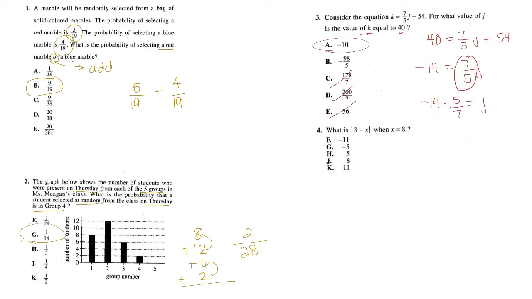All right, number 4, we need to sub in 8 for x. So now when we do the absolute value, you do the absolute value at the end of the process, not in the middle. So that's going to give me answer choice H.